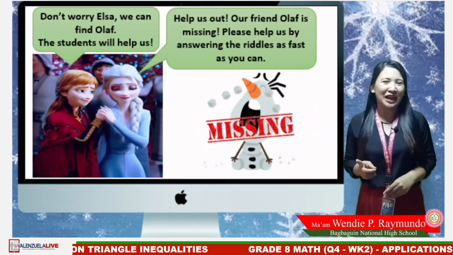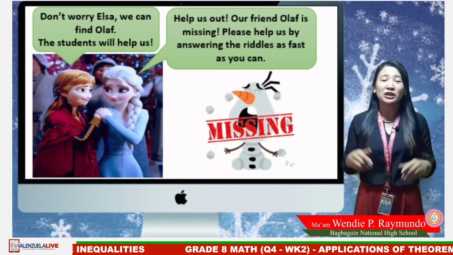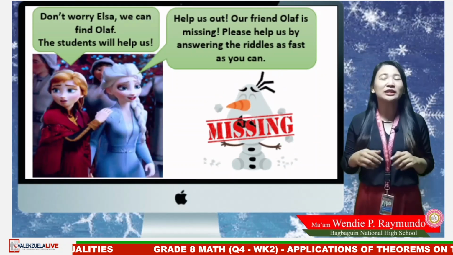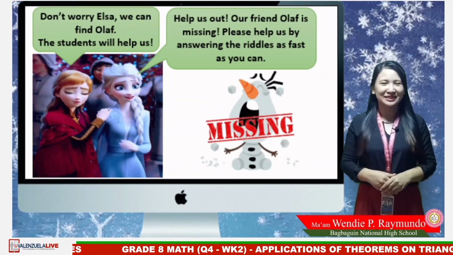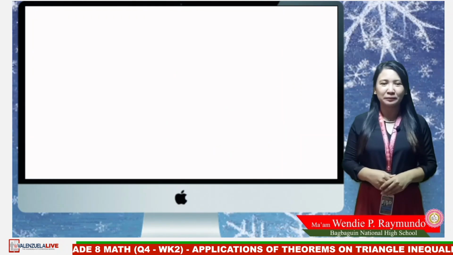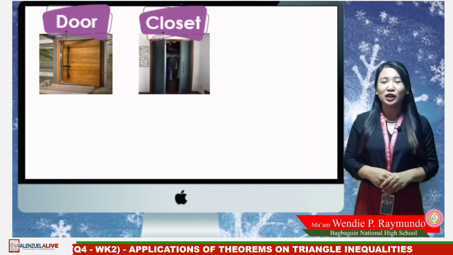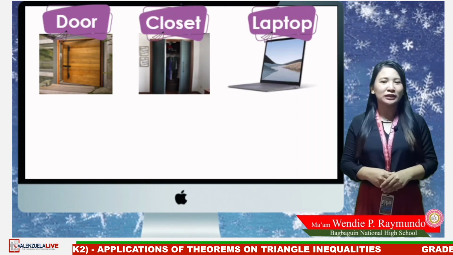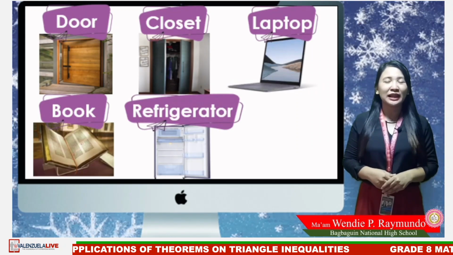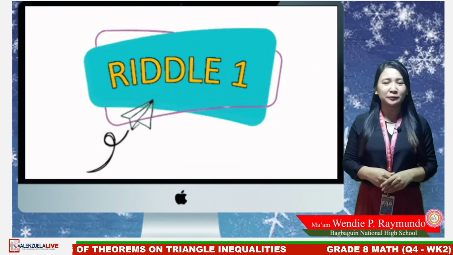So my dear students, let us help Elsa and Anna to find Olaf. Just simply type in your answer in the comment section. And these are the possible answers for our riddles: door, closet, laptop, book, refrigerator, and gate. For our riddle number 1.